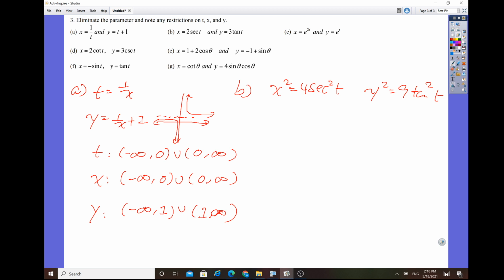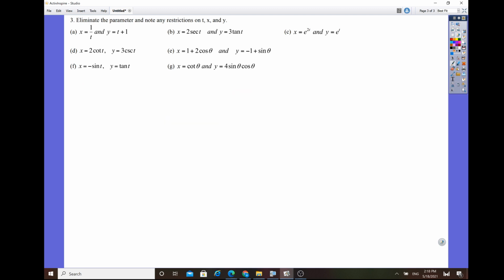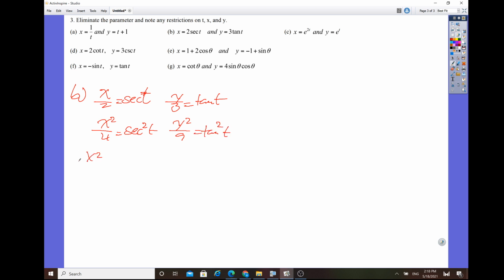Okay, let me just clear up all the notation. So for b, let's start over again. Divide by 2 first, isolate that secant of t. And then for y over 3, isolate that tangent of t. So square both sides, so we have x squared over 4 equals secant square of t. Also square this one, so we have y squared over 9 equals tangent square of t. So x squared over 4 minus y squared over 9 is secant square of t minus tangent square of t, that's 1. So that's just another hyperbola.